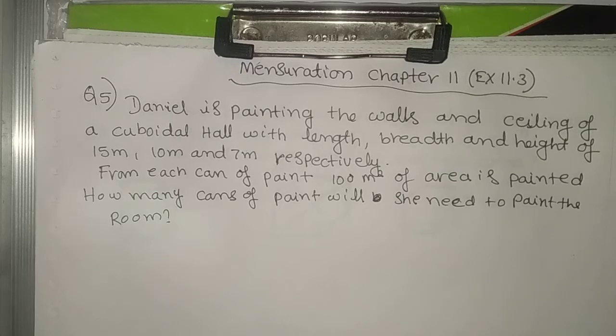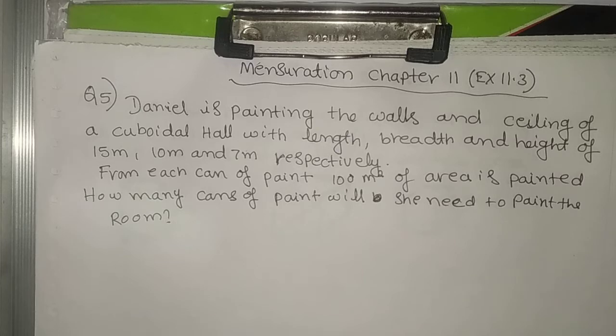The problem is: Daniel is painting the walls and ceiling of a cuboidal hall with length, breadth and height of 15 m, 10 m and 7 m respectively. From each can of paint, 100 m square of area is painted. How many cans of paint will she need to paint the room?